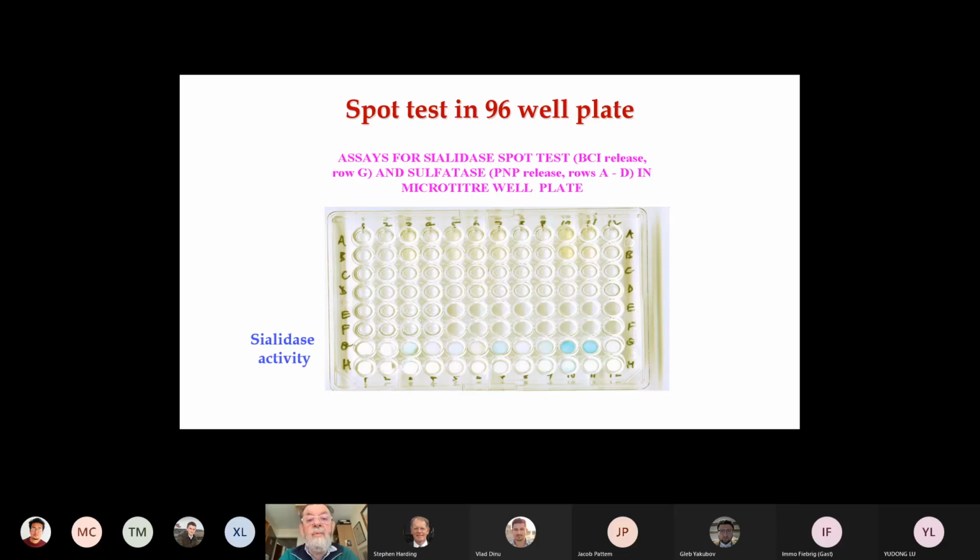So next one, please. Okay, so here's a 96-well plate showing the sialidase activity down at the bottom. You can see the BCIN comes up blue. This plate also has an assay for sulfatase at the top in yellow, but the sialidase activity is the one you can see down at the bottom.